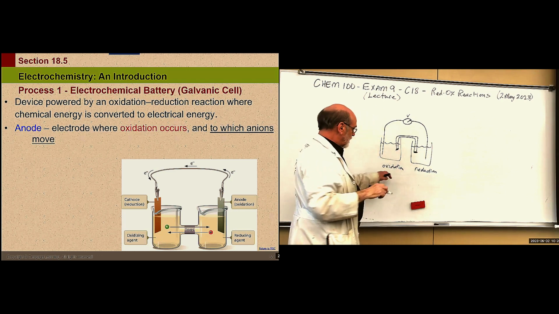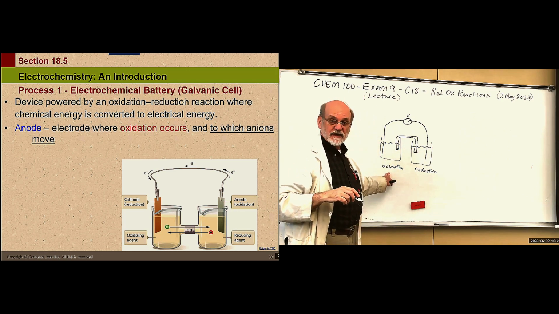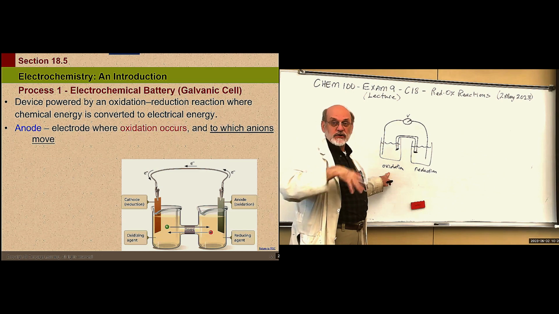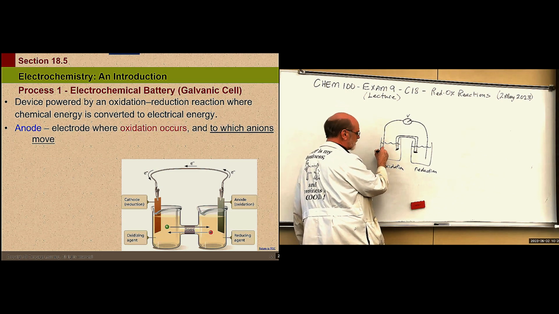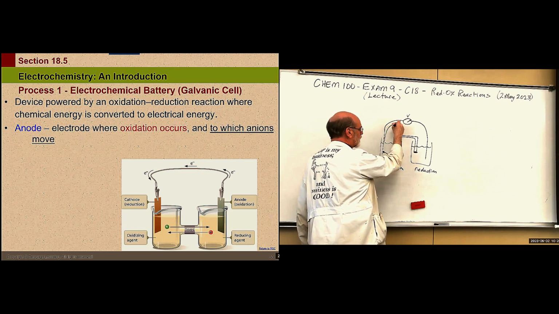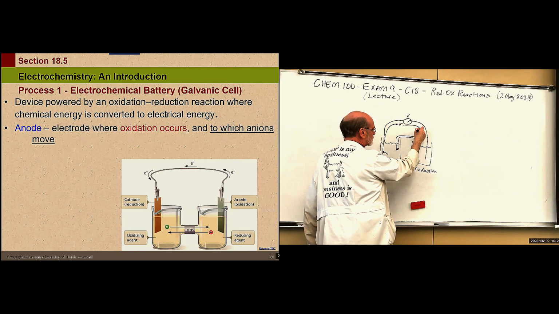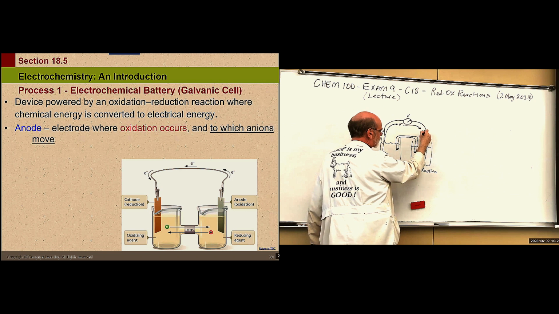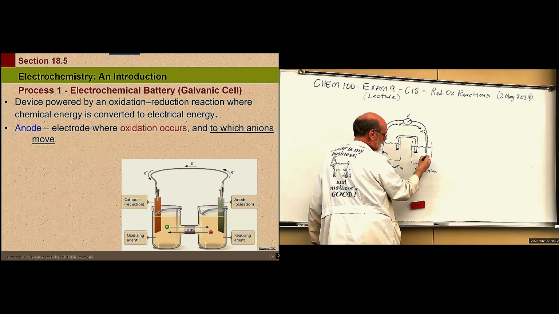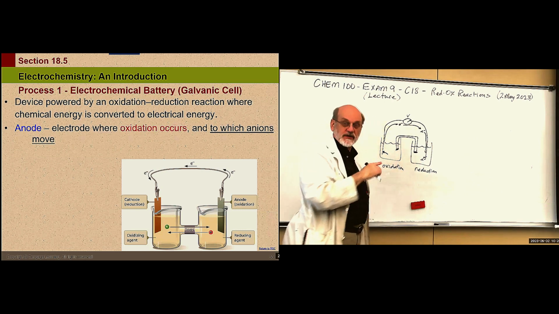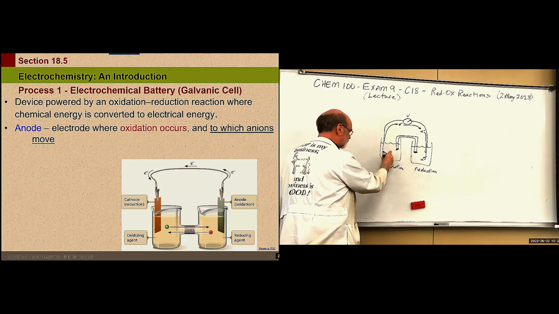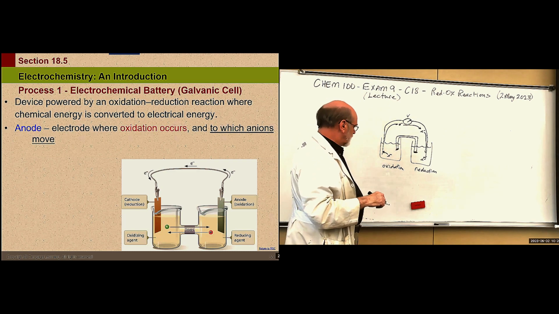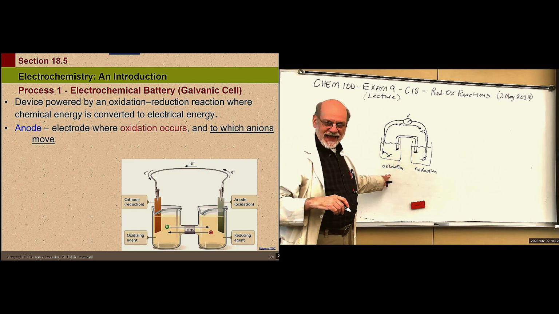Okay, this oxidation side is where electrons are being produced. So as they're produced, they're picked up by this electrode, and the electrons now are moving this direction. And then they're being delivered to this solution where they can reduce something. Okay? This oxidation side is called the anode.